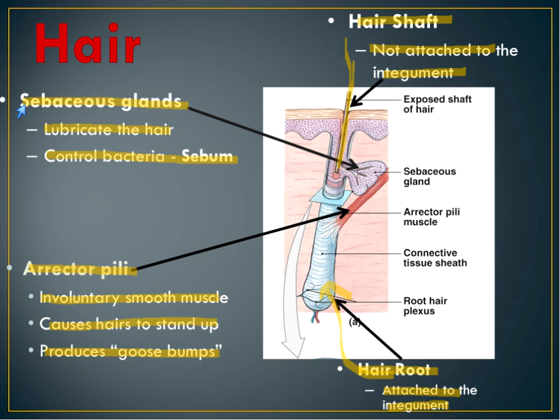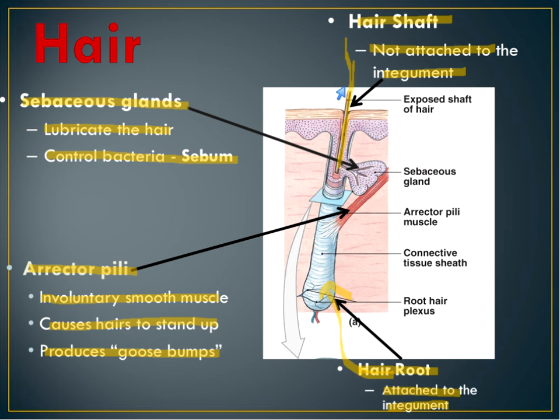So parts of the hair that are very important that you should remember are the sebaceous glands, which will lubricate the hair, and they produce a chemical called sebum that helps to control microbial growth. The erector pili muscle is the involuntary smooth muscle that causes your hair to stand up on end, and it also produces that goosebump sort of feeling that you get. So it is a smooth muscle, so it's not under your voluntary control. You don't think about it consciously doing that.